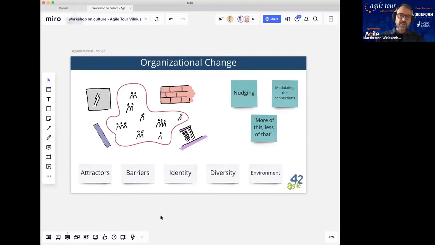Okay, barriers prevent people from doing stuff you don't want them to do. In an IT company, you might have automated testing.